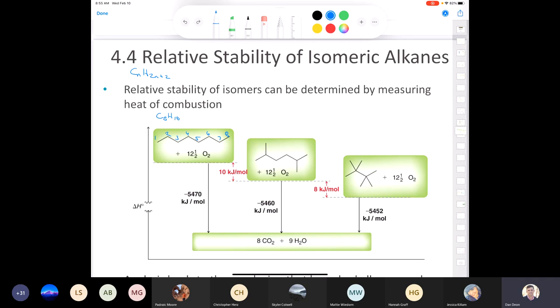Well, the reason why is because of the more branching you have, and here's the more branched one. You can see you've got 2 methyl groups here and 2 methyl groups here. The more branching you have on a compound, the more stable it becomes. So you see that this one gives off the least heat, which means it's already the most stable to begin with.